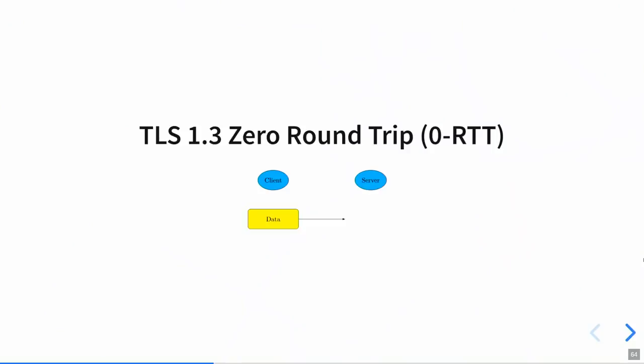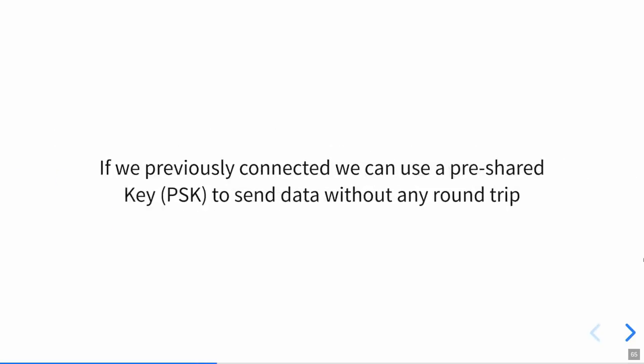There's also something called the zero round trip handshake. And this is even faster. We can send data right away. Now, how can we do that? This is kind of cheating because what we need here is a previous connection, and then we have a key from a previous connection, can create a new key from that and use that to send data right away. So we need a so-called pre-shared key, which we have from a previous connection, and then we can send data without any round trips. So even more speed. That's nice, right?